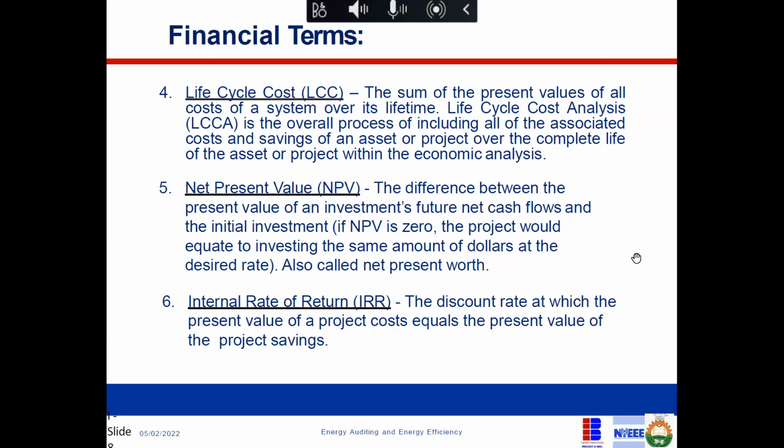When we talk about life cycle cost in simple terms, it is the sum of the present value of all costs of a system over its lifespan. Oftentimes we make a mistake when we want to cost a project. We only consider the cost of buying it. We don't consider the cost of maintenance. We don't consider license cost. We don't consider cost of repairs.